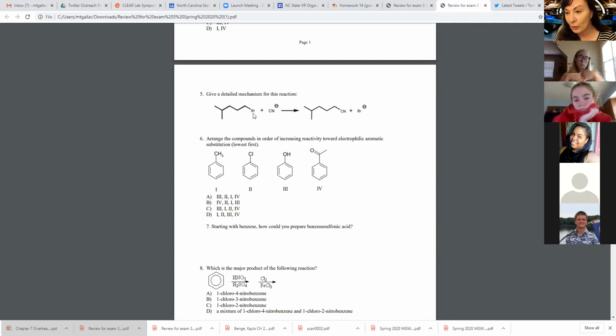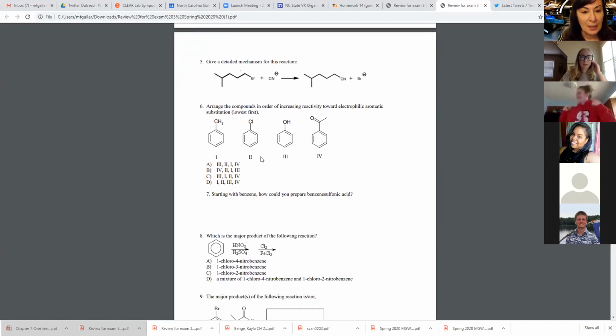The action is going to happen on the carbon that has the leaving group. If you can find that carbon and you can make things happen to it, you will do well on the test. Does that make sense? What are we looking for? The carbon that has what? The leaving group. The carbon that has the leaving group. That's what we're looking for.